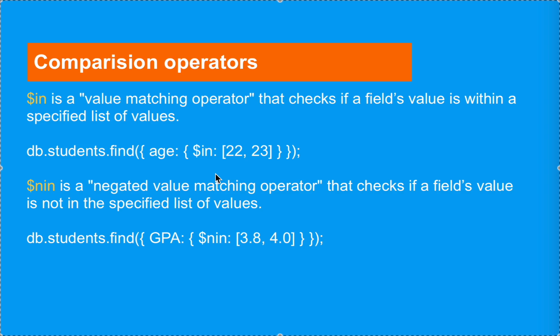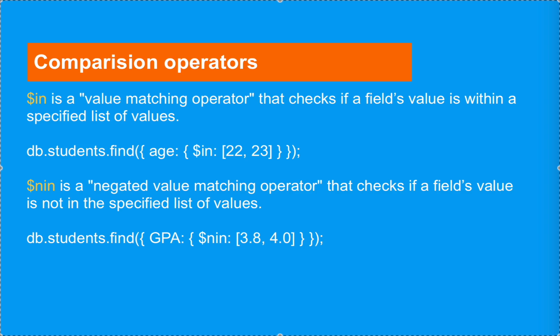For example, imagine you have a student's record and you want to find the students who are either 22 or 23 years old. Then you can use the $in operator. In this way, db.students.find and the field name is age, and inside the object $in and pass the specified list. This query will return all the students whose age is either 22 or 23.